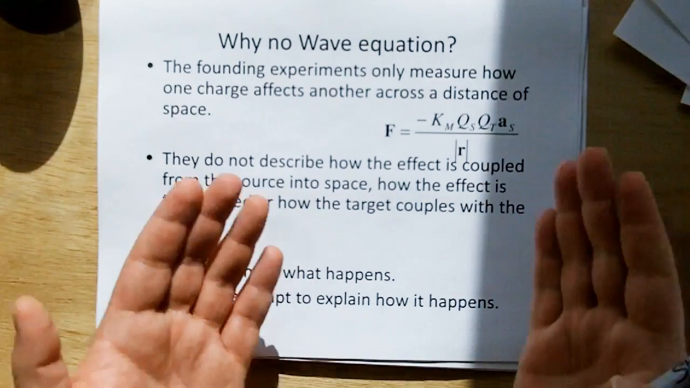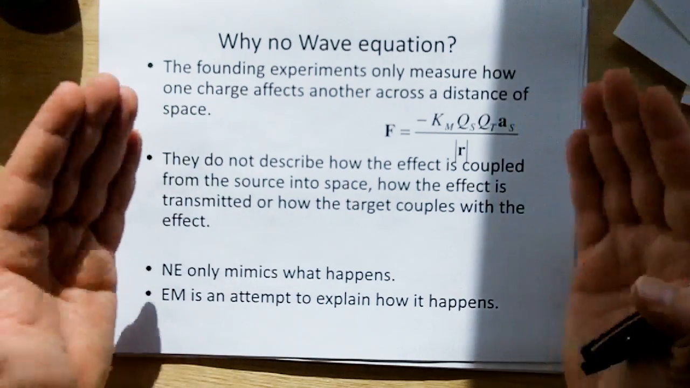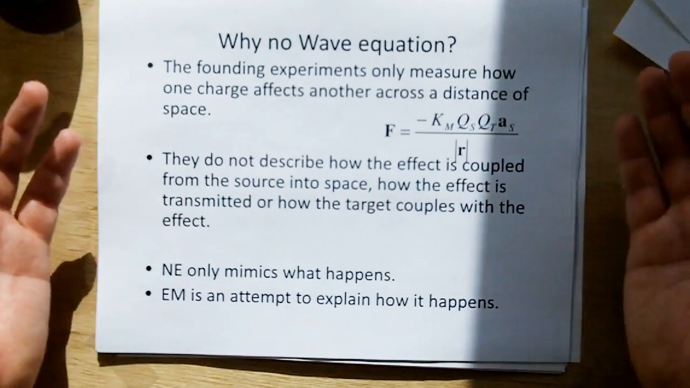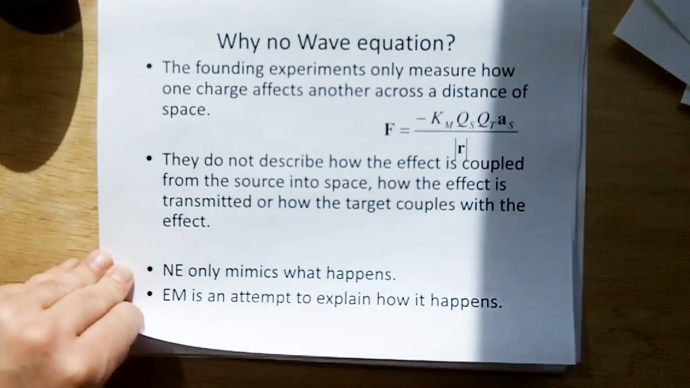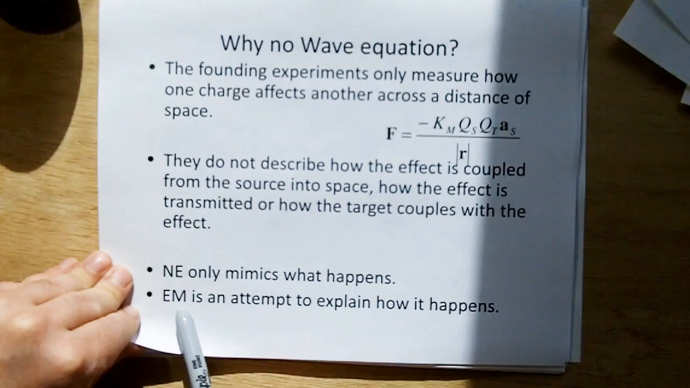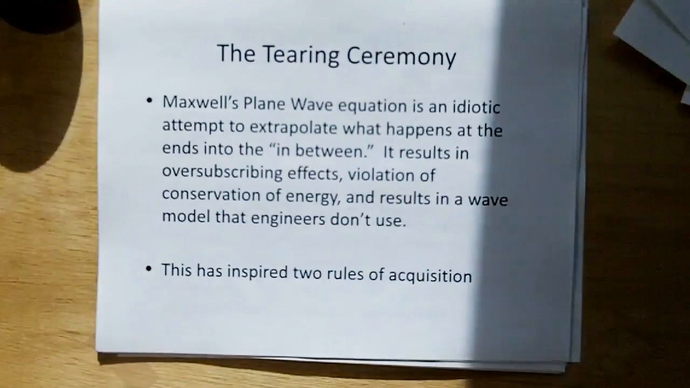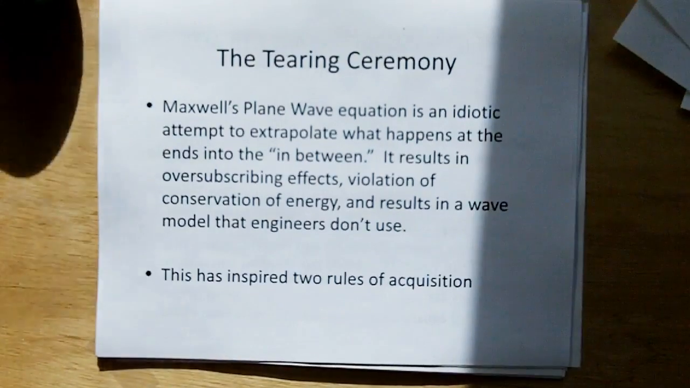And therefore, new electromagnetism is basically an empirical measurement which mimics what we see happening. And we have to infer the rest, and that's the reason for the new wave model. And that's Ethereal Mechanics, and the new wave model is an attempt to explain what happens. So let's go to the tearing ceremony, my friends.